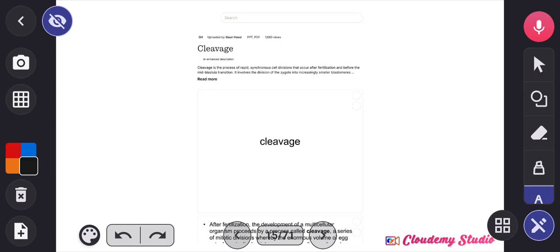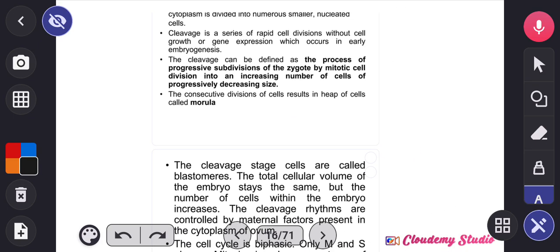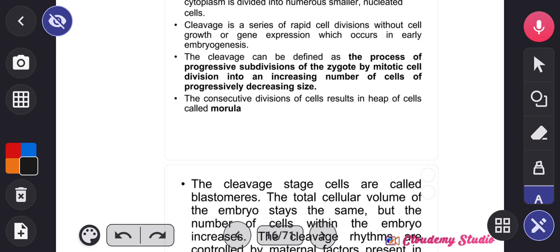So basically, what is cleavage? Cleavage is a series of cell divisions that occurs without cell growth or gene expression, which occurs in early embryogenesis. So we can say that cleavage is a process of progressive subdivision of the zygote by mitotic division into an increasing number of cells progressively decreasing in size. Now, the consecutive division of cells results in a heap of cells called the morula. So we are going to have something we call the morula.